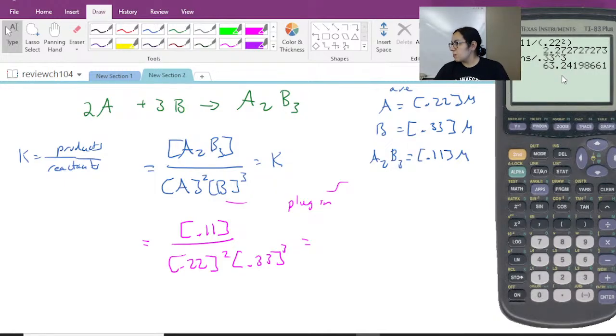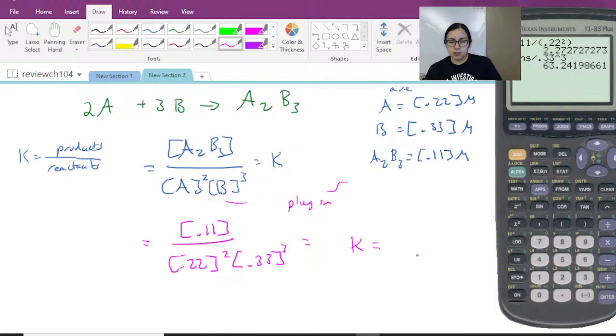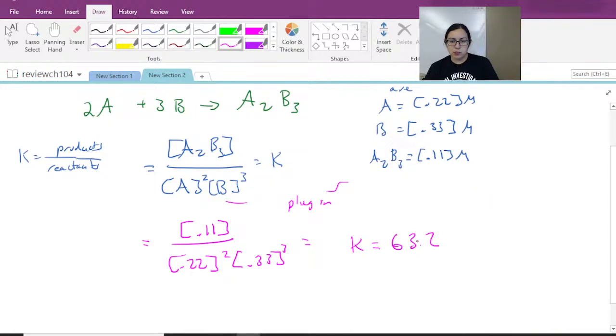This is what people got. Did I do a calculator error? Okay. Yes. All right, excellent. So then our K at equilibrium is 63.2. And remember, this was unitless, we said. So it just tells us who is more favored, products over reactants. So looks like our products are favored. Questions on that one?